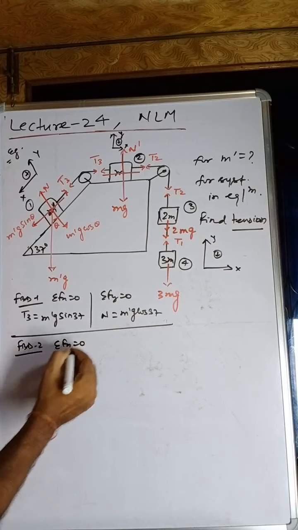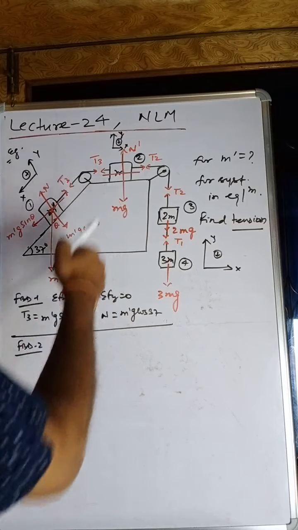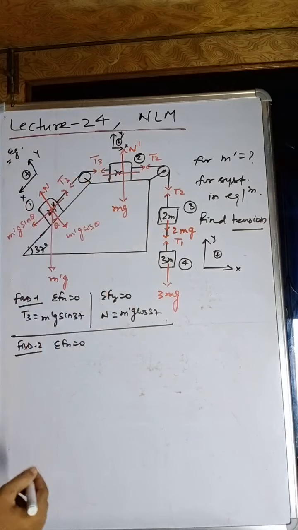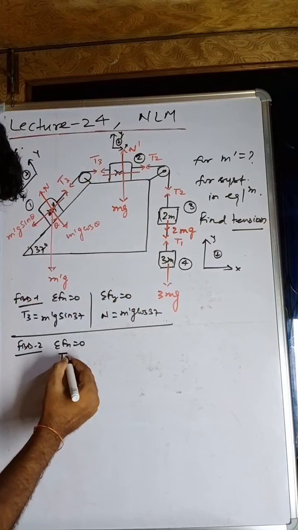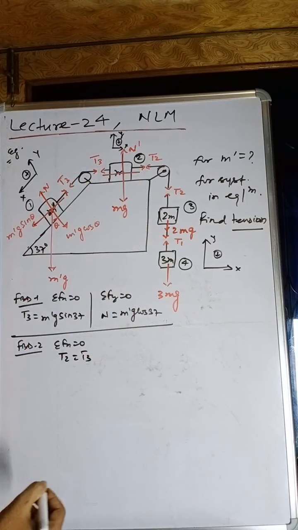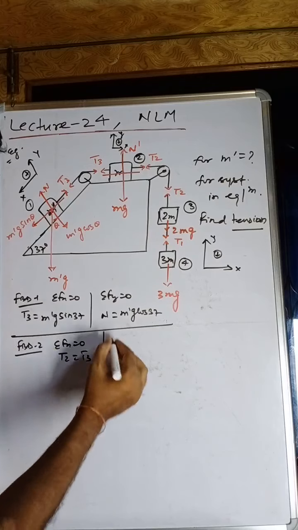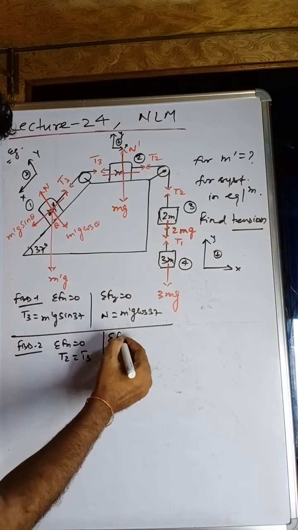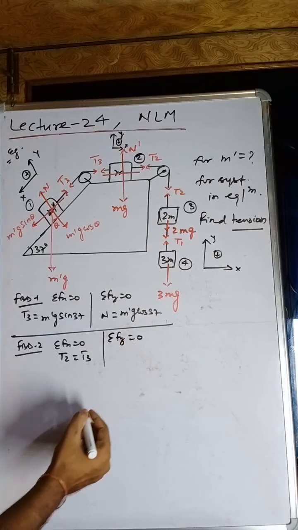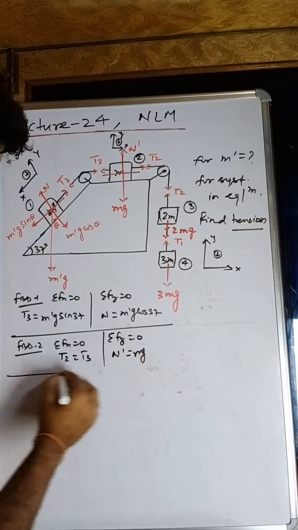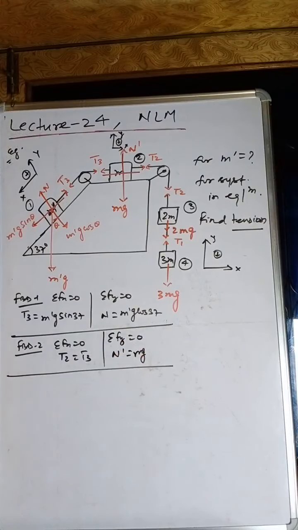Sigma Fx equals 0. Here for this free body diagram, you can see T2 is balanced by T3. T2 is equal to T3, and from here you can write this T3 as m dash g sine 37 degree, and sigma Fy, which is 0, will give you N dash is equal to mg. Here the free body diagram we have done. Now free body diagram 3.